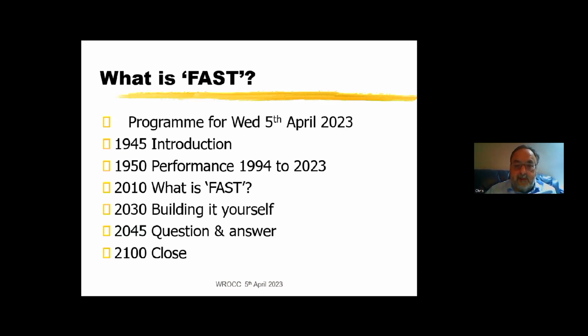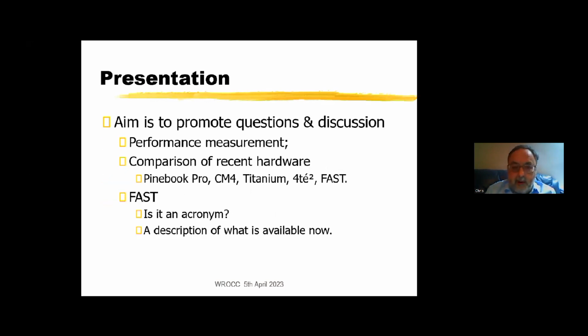The idea is I'll talk a bit about performance, explain what the FAST system is about, what happens when you try and build it yourself, and take questions and answers. But I'm quite happy to have questions thrown at me. If there's a burning issue at the time, not a problem. So the aim really is to generate a few questions and discussion, look at some of the recent hardware and describe what FAST is about.